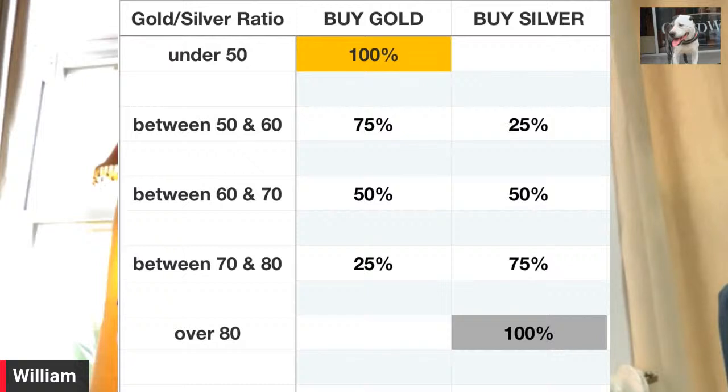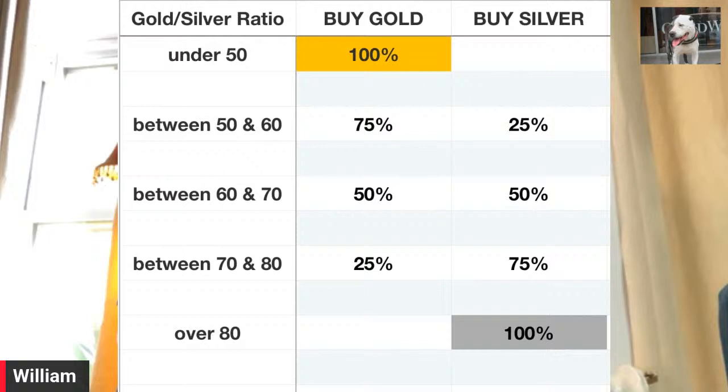It's easy to calculate. Just take the price of an ounce of gold and divide it by the price of an ounce of silver. So, in his example, if gold is trading at $2,000 an ounce, and silver is trading at $25 an ounce, then the gold-silver ratio is 80. This graph has been my guide, making it obvious when one metal is underpriced compared to the other.